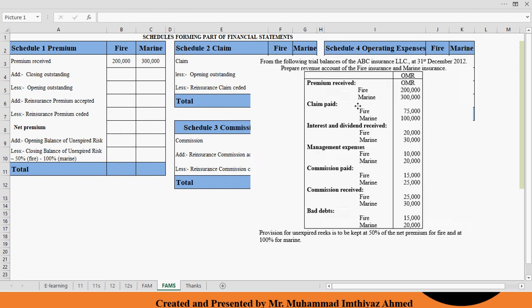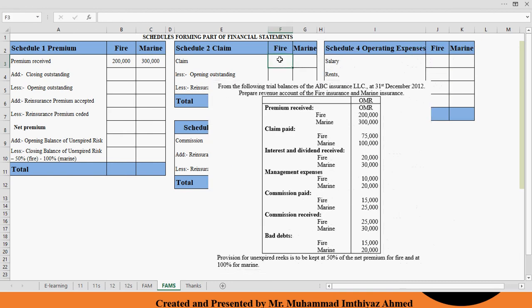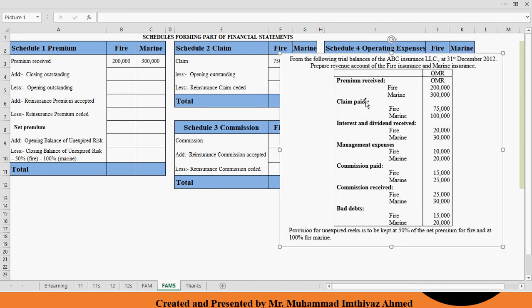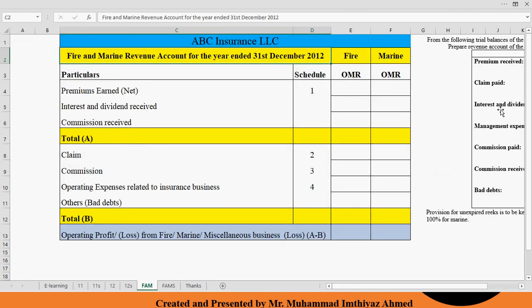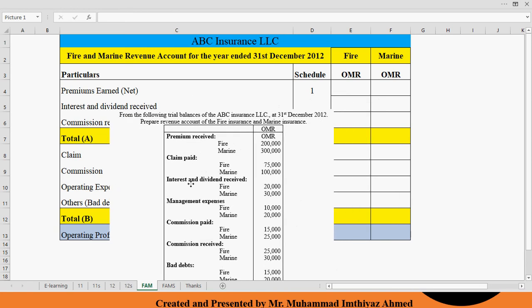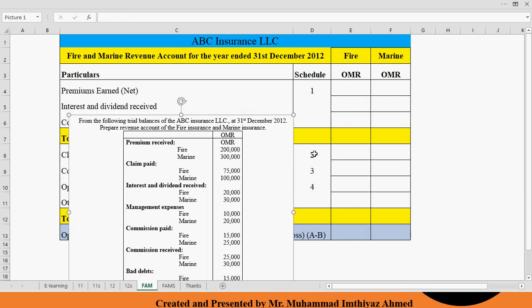The second one is claims paid. Claims paid for fire is 75,000, and for marine, it is 100,000. So we have entered the two items. The next is interest and dividend received. This is an income that we have to enter directly in the revenue account. So interest and dividend received: for fire it is 20,000 and for marine it is 30,000.